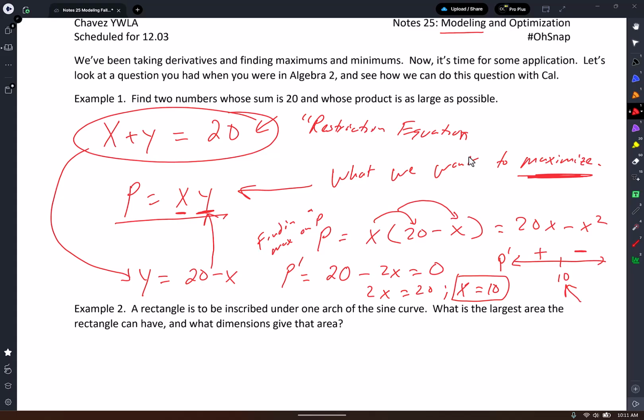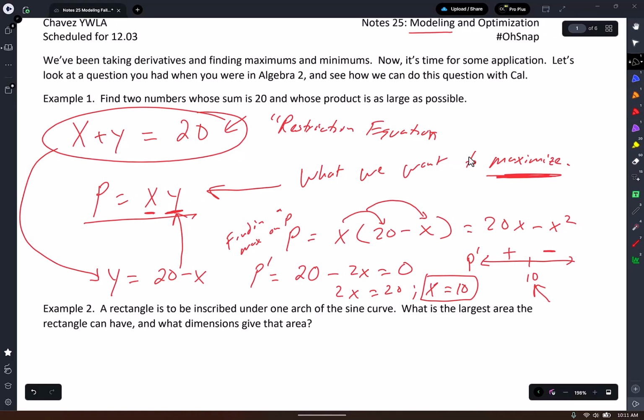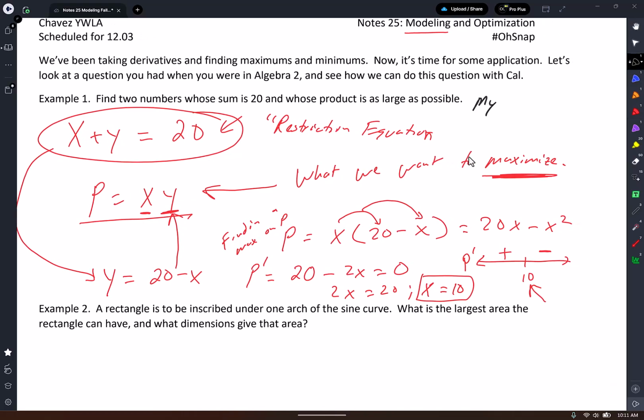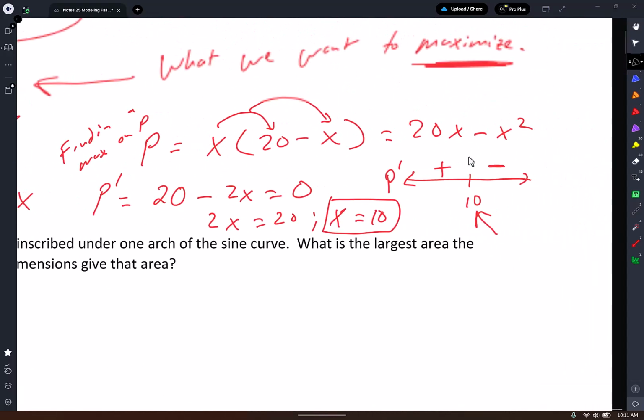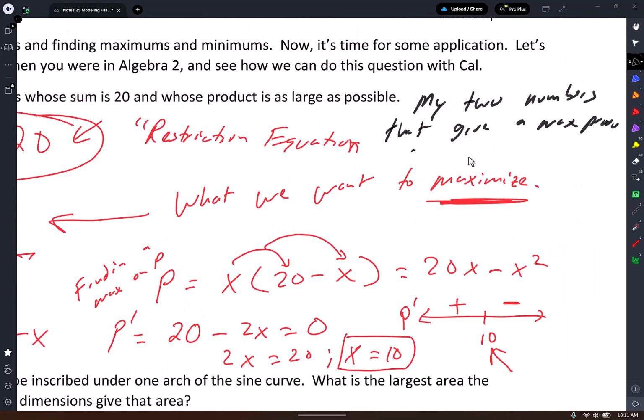So find two numbers whose product is the largest possible. My two numbers, I'm running out of space here, I'll do it in black. My two numbers that give a max product are x equals 10, comma, y equals 20 minus 10, which is 10. Yeah, of course, it's a square. So there it is.